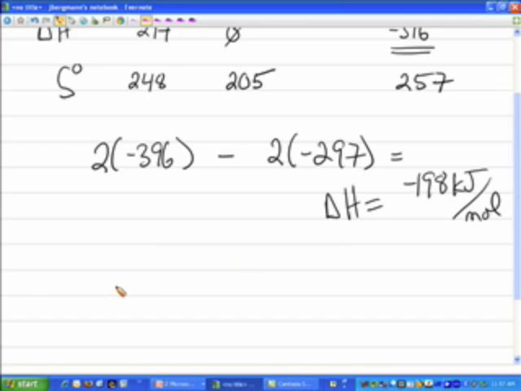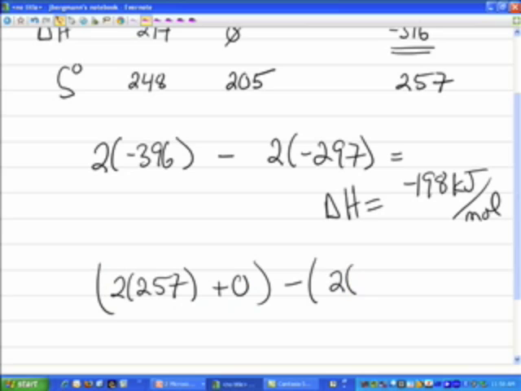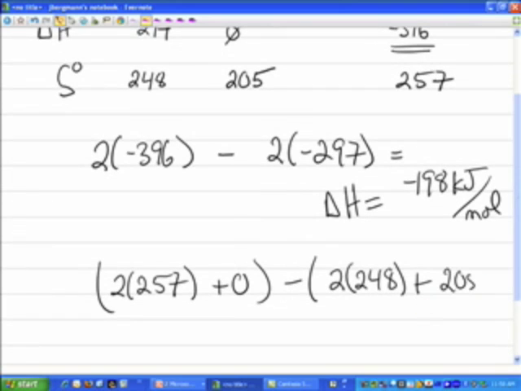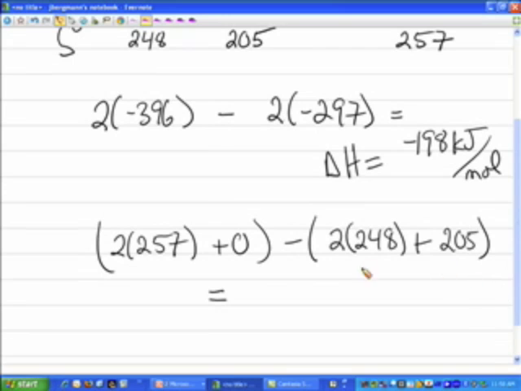So for delta S, I'm going to take 2 times 257 plus 0. Oh, I guess there's nothing there. My mistake. Minus the quantity of 2 times 248 plus, is there one oxygen? I think there is, just one oxygen, plus 205, close parentheses, and that comes out to be... Hang on, I made a mistake. I have to go back.